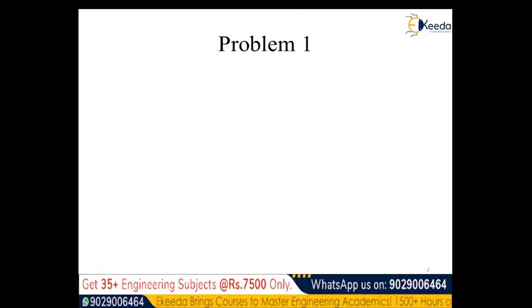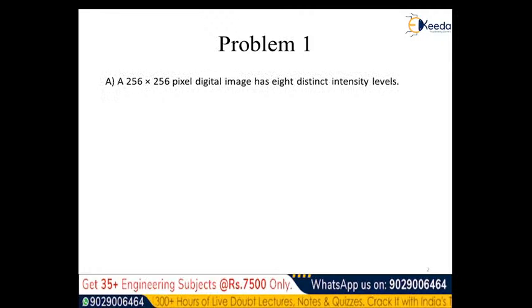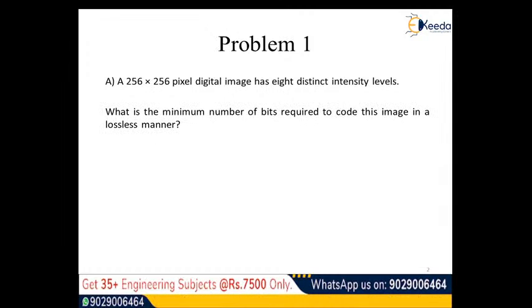So here we go with problem 1. We have the problem statement, which is divided into two parts: part A and part B. Let us have part A. The part A statement starts with: a 256 by 256 pixel digital image has 8 distinct intensity levels. What is the minimum number of bits required to code this image in a lossless manner? This is the first part.